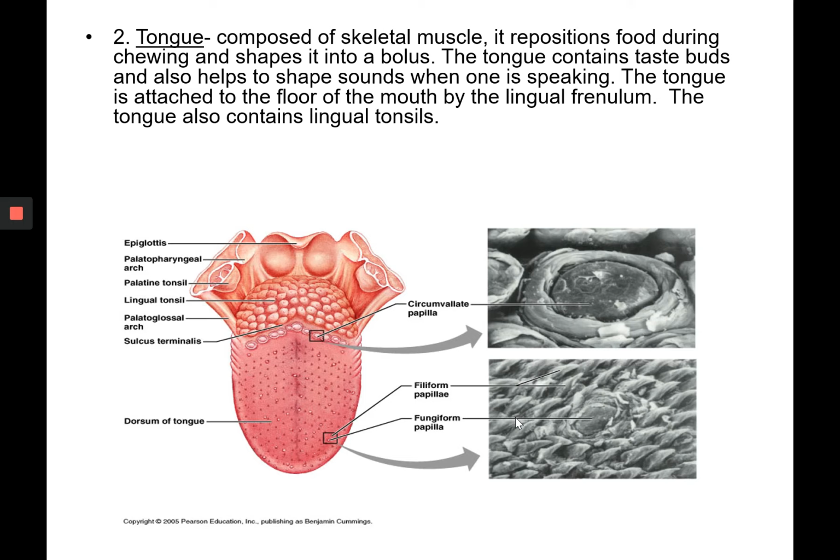Another structure we're looking at just briefly is the tongue. It's skeletal muscle. It contains bumps called papillae. The papillae, again, are bumps on your tongue. In all of them except filiform papillae, the bumps contain taste buds.